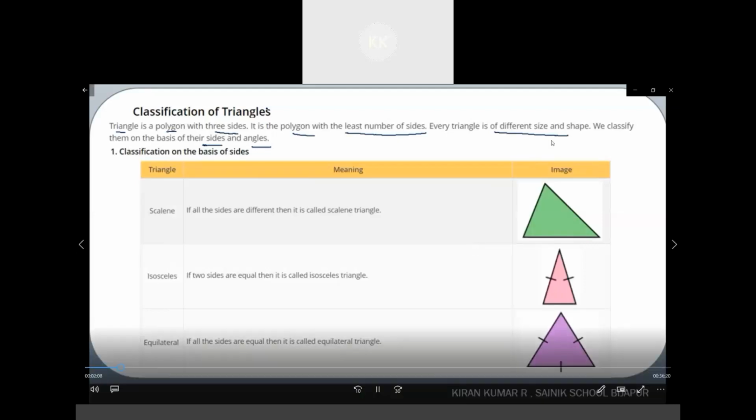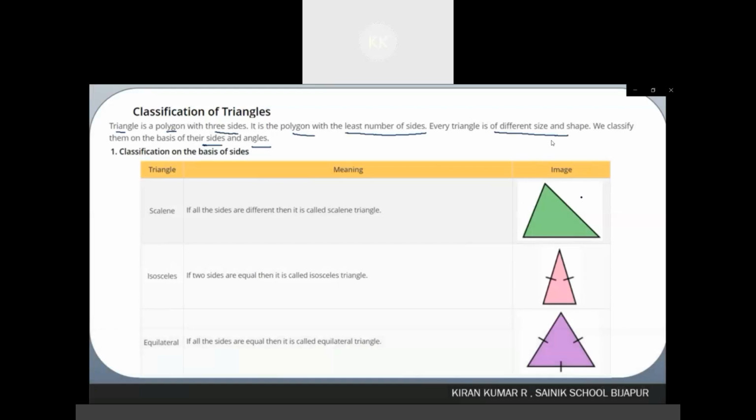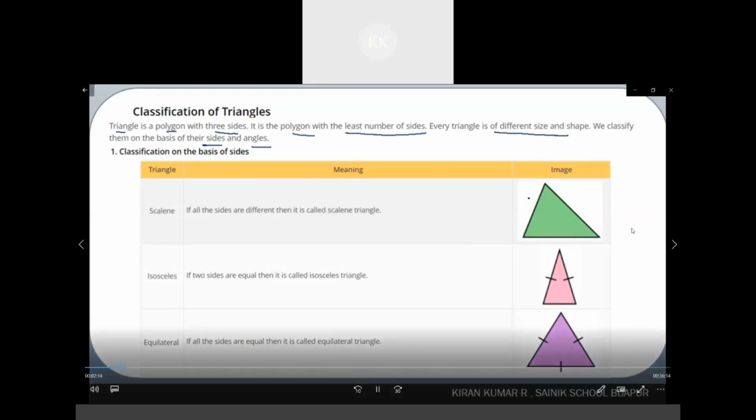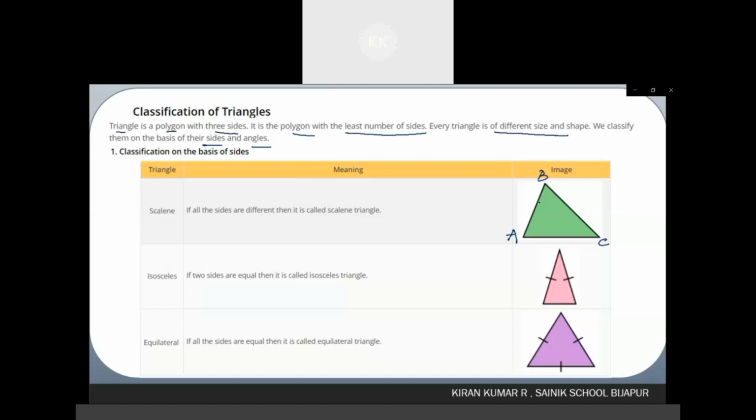A scalene triangle is one in which all the three sides are different. If I name this triangle as ABC, the side AB is not equal to the side BC, which is not equal to the side AC. If all the sides of the triangle are different, then it is called a scalene triangle.